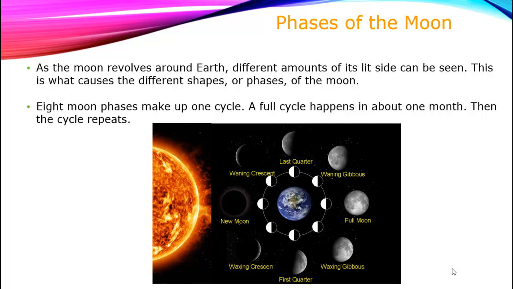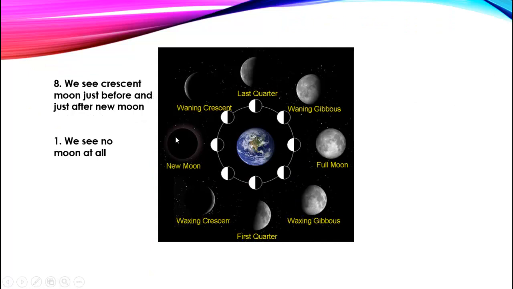Let's look at the 8 moon phases together. First, new moon, and when we have a new moon, we see no moon at all. Second phase, crescent. Just the edge of the lit side can be seen. So, during a crescent moon, just the edge of the lit side can be seen.